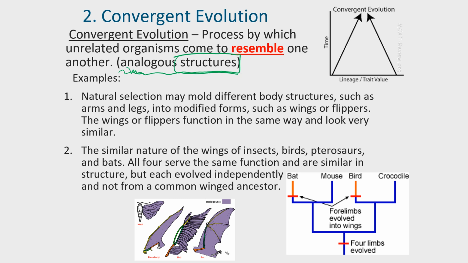The similar nature of the wings of insects, birds, pterosaurs, and bats are the same function, but very different structures, and they evolved independently from one another. So they're not from a common winged ancestor.